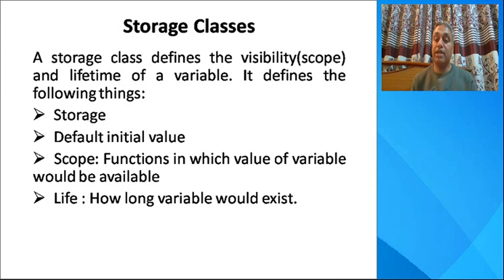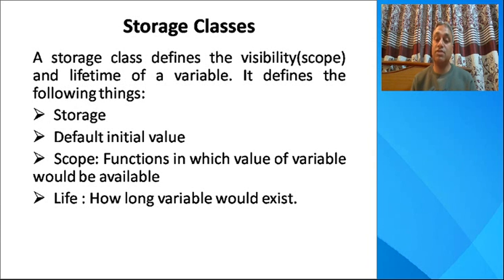So a storage class defines the visibility or scope of the variable and the lifetime of a variable, and it defines the major 4 things about a variable: its storage, where the variable will be stored; the default initial value. Storage means whenever we declare a variable, its value gets stored in 2 types of memory. First is memory and second is the CPU registers. Where the variable will be stored is defined by its storage class.